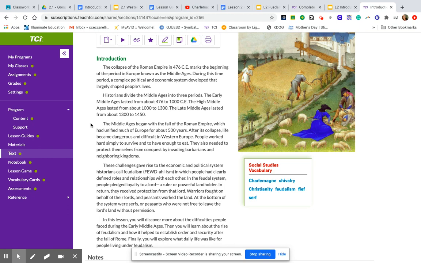People worked hard simply to survive and to have enough to eat. They also needed to protect themselves from conquest by invading barbarians and neighboring kingdoms. So again, I ask you, why was life dangerous and difficult in Western Europe?